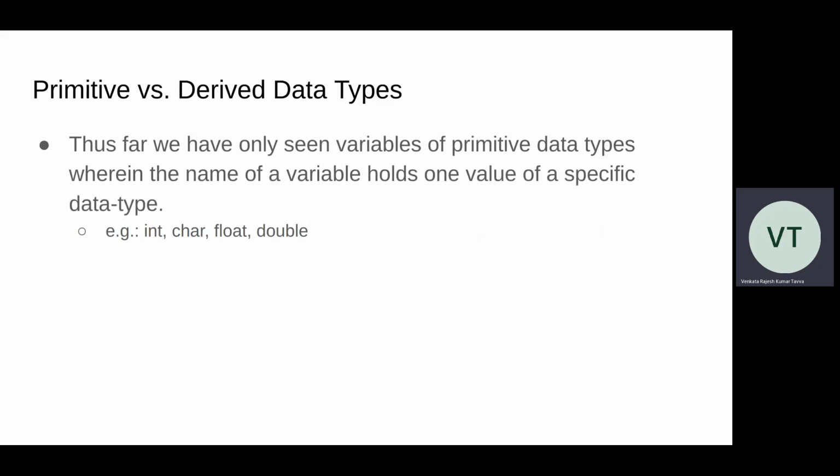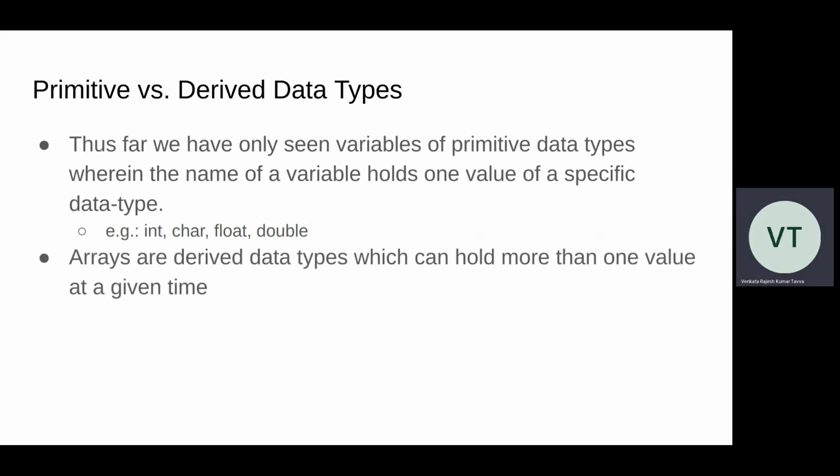You say int x, int num, it can store only one integer at a time. You can say char ch, it will store only one character at a time. Float, double, whatever, they will store only one value at a time. Okay, they are primitive. This is the most basic. You can't go below this, but you can construct some more complex data types using them. So arrays are something called derived data types. They are not primitive data types, they are derived data types, which can hold more than one value at a given time. Right?